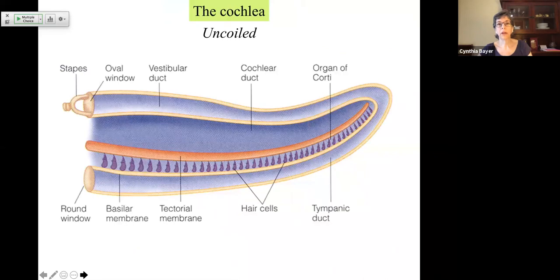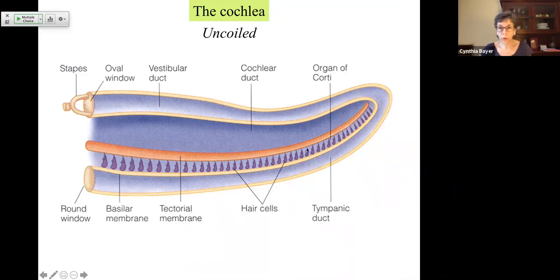And if we look at an uncoiled cochlea, which of course is not how it really functions inside of our head, but it makes it a little bit easier to visualize the components that are receiving that force, right? Those pressure waves within this fluid of this vestibular duct. Those pressure waves are then traveling through this part of the cochlea that we call the tympanic duct.